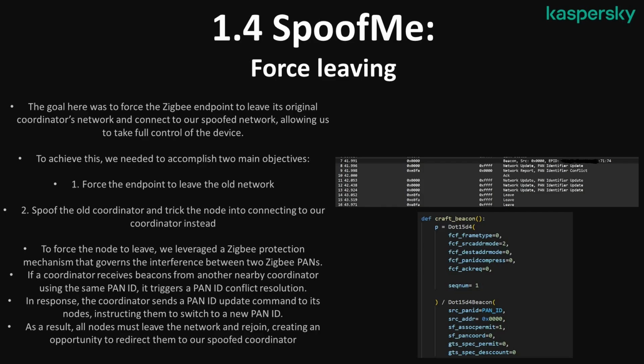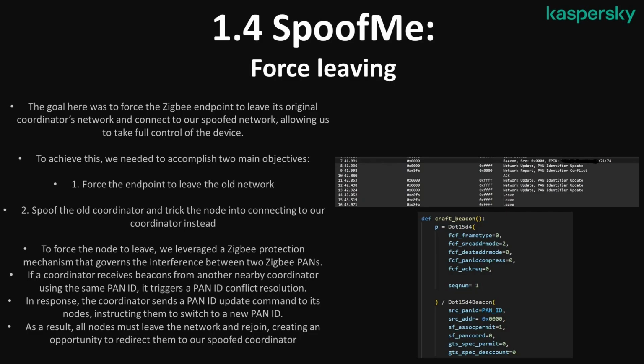There is a property in ZigBee that says if two coordinators operate on the same channel, and one coordinator receives a beacon with the same PAN ID that it operates on, the coordinator should ask all the nodes to leave the network. Because there is a PAN ID conflict and they operate on the same channel, there will be a collision. So what I did was craft a beacon with the same PAN ID.